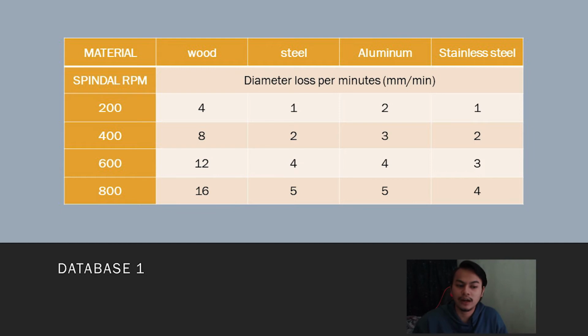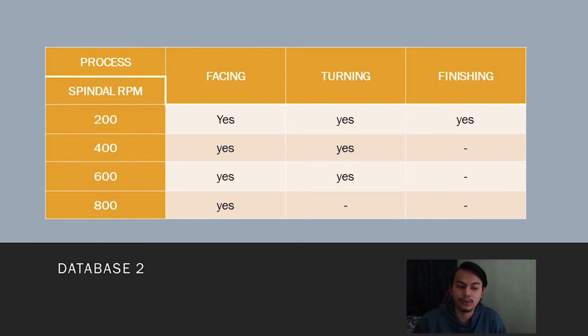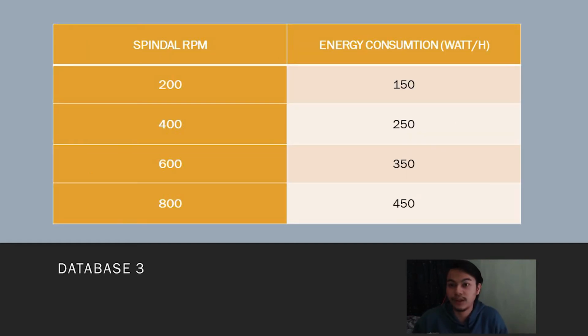So we can find the rotation per minute of the spindle, the material, and the loss per minute for every material. Next is the process. We have three processes for the lathe machine: facing, turning, and finishing, and the spindle rotation. Also, which spindle rotations are valid to do the facing, turning, and finishing. So next is spindle rotation and energy consumption.